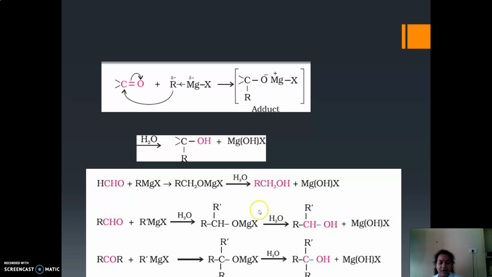So then we can see several compounds used from Grignard reagent. We can make several types of alcohols: primary, secondary, tertiary. 3 types of alcohols we can form from Grignard reagent. I hope all of you understood this. We can see which type of aldehyde we are using, and accordingly we will get the product. From formaldehyde we will get primary alcohol, and from other aldehydes we can form secondary alcohol. And if we are using ketone, we will get tertiary alcohol.